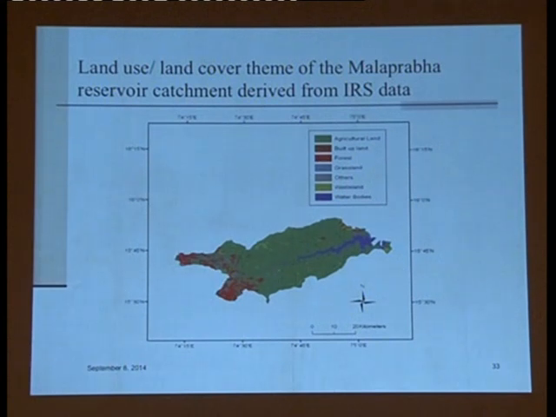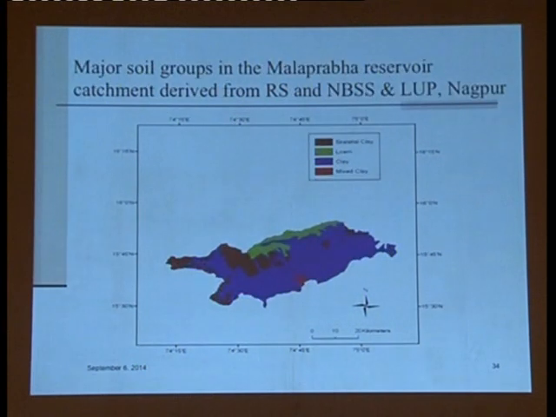Both LISS-3 as well as panchromatic data were used here. Using that, we try to obtain different land use, land cover categories like agricultural land, built up land, forest land, and so on and so forth. And this is the soil cover map. This is again obtained from remote sensing, but it was also corroborated with soil maps that are available from Nagpur.